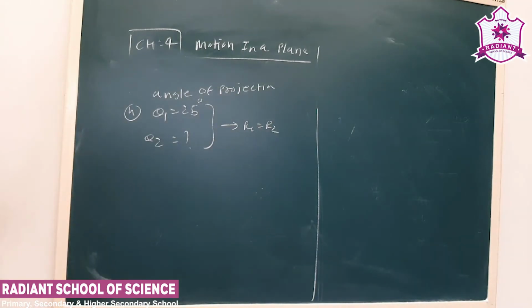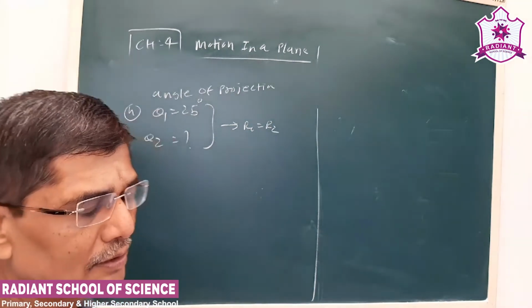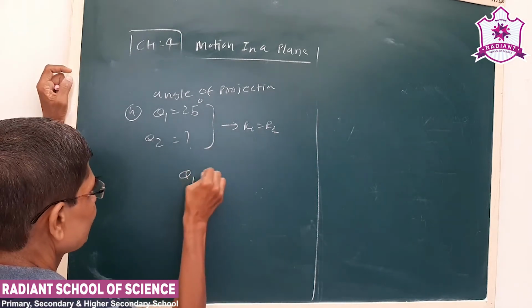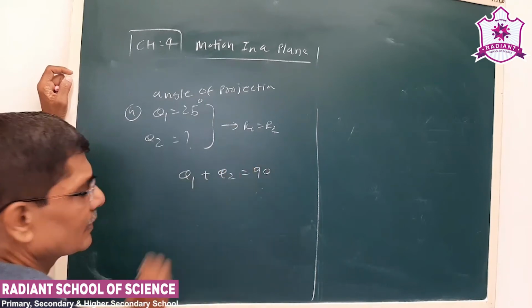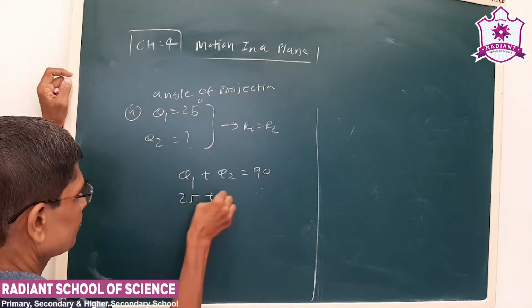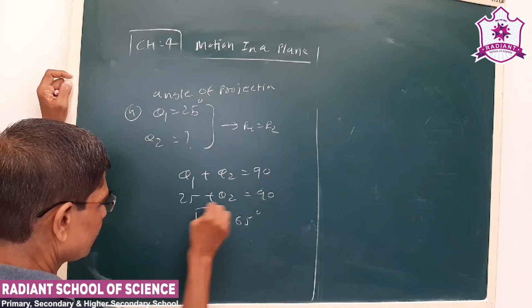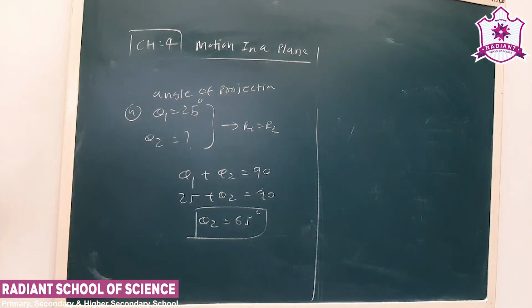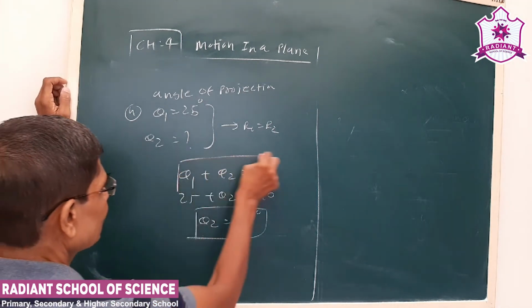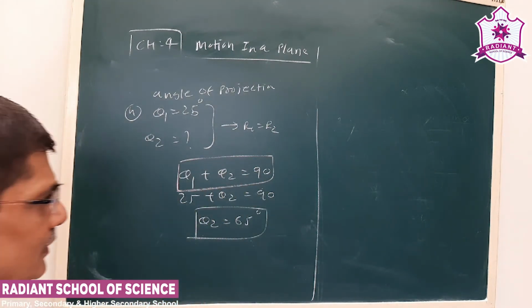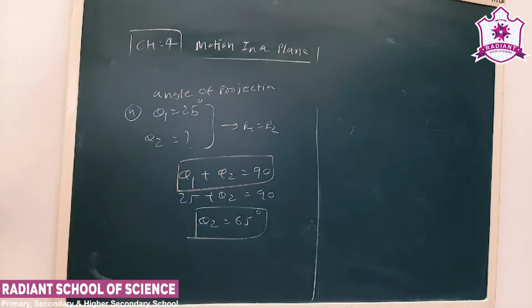Now we have seen in the theory that whenever the sum of the angles of projection is 90 degrees, the range is the same. So when the angle of projection is 65, the range will be equal. Remember this as a formula: when the sum of the angles of projection is 90 degrees, the range will be equal.